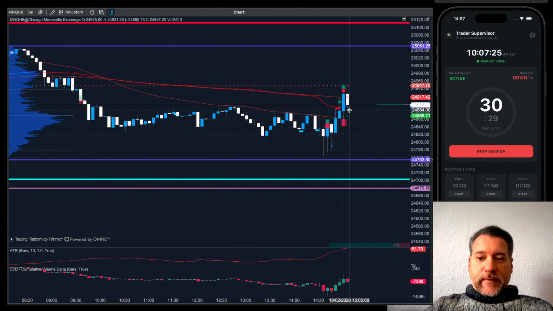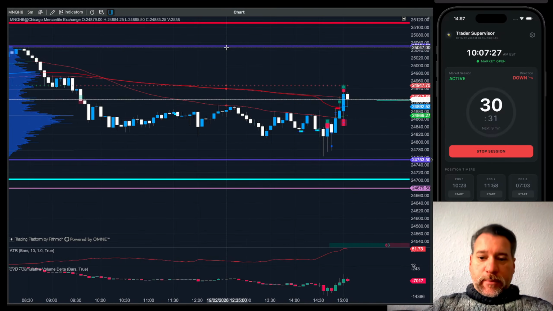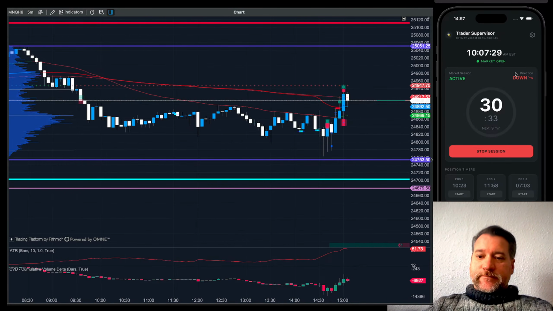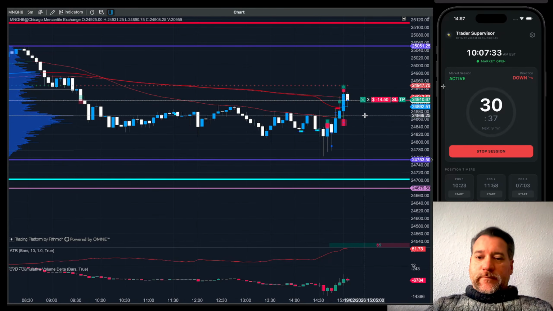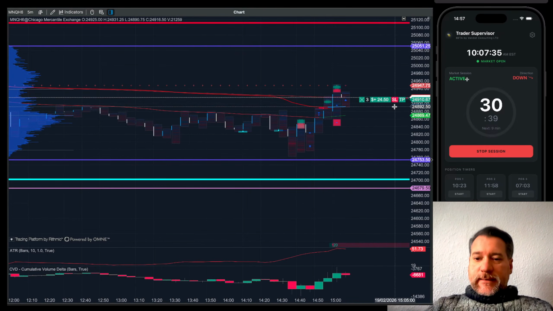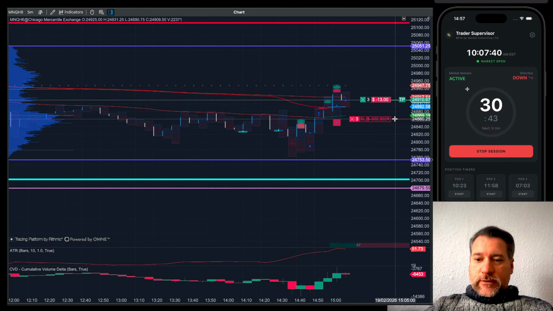Okay, price is staying above the VWAP. I'm going long. Okay, order filled. Target is set and the stop loss as usual. Let's go for $300. Order placed. Let's do a 3 to 1.